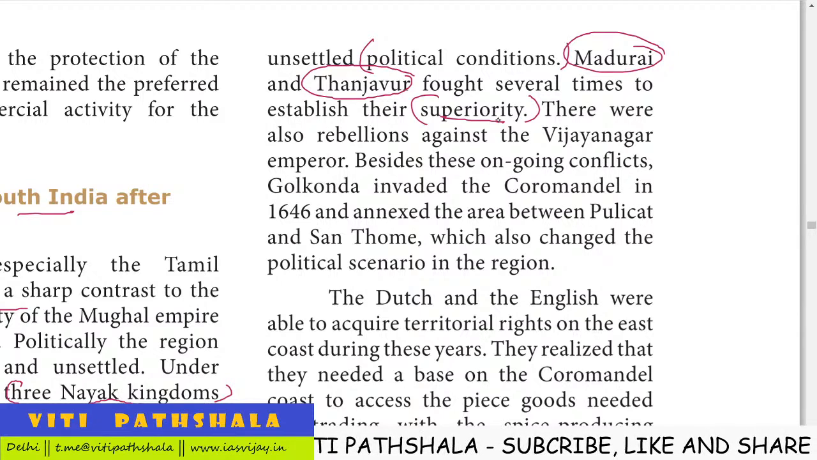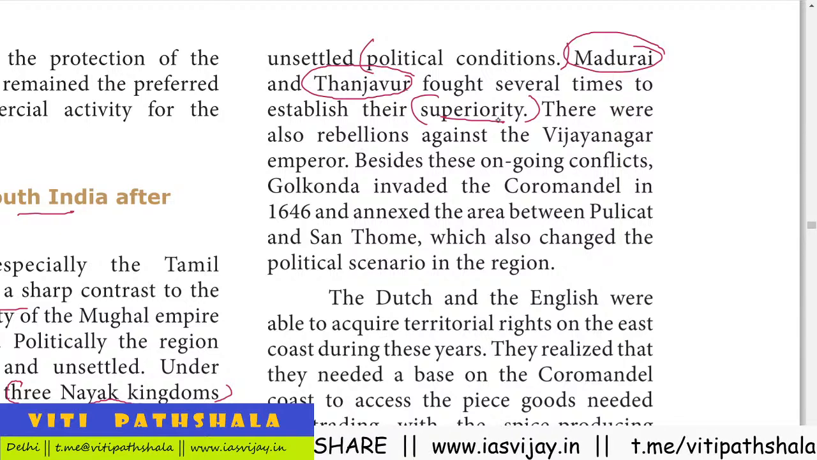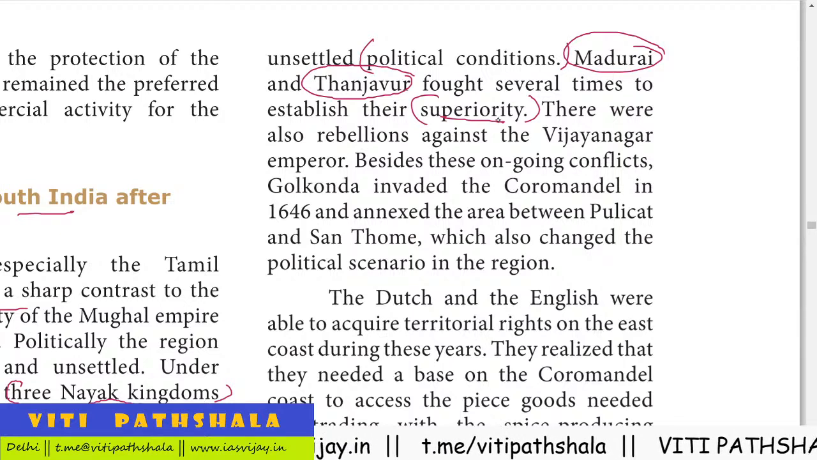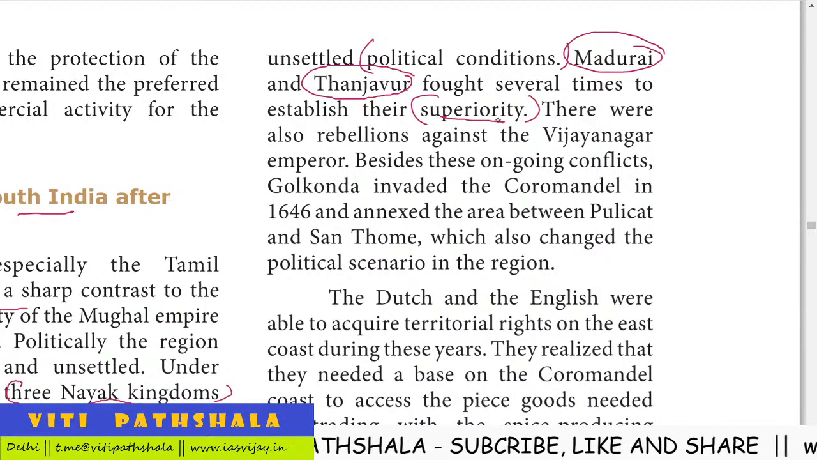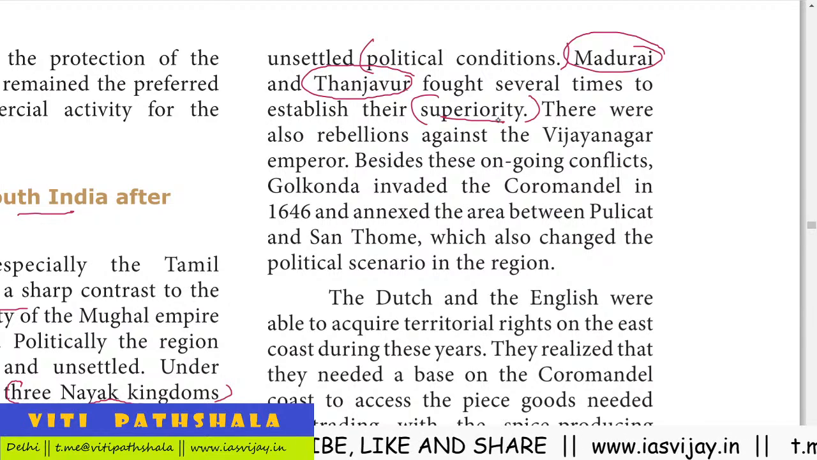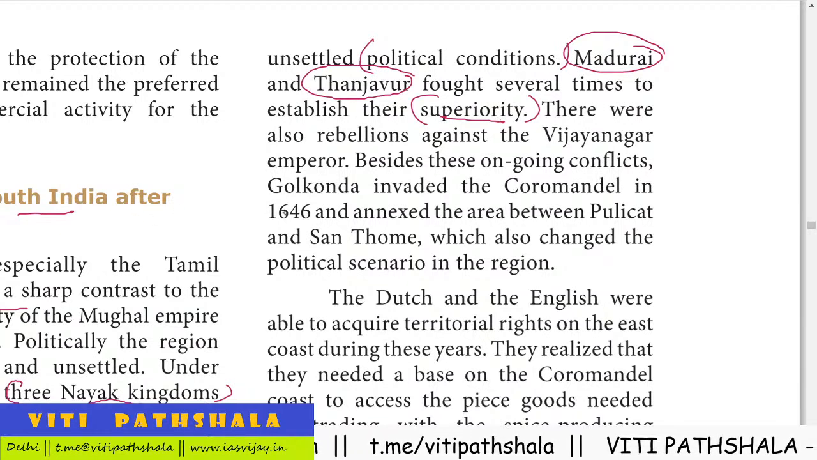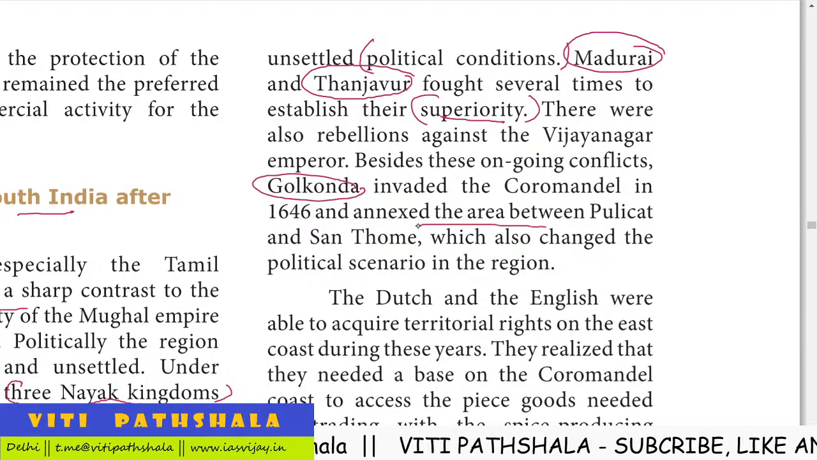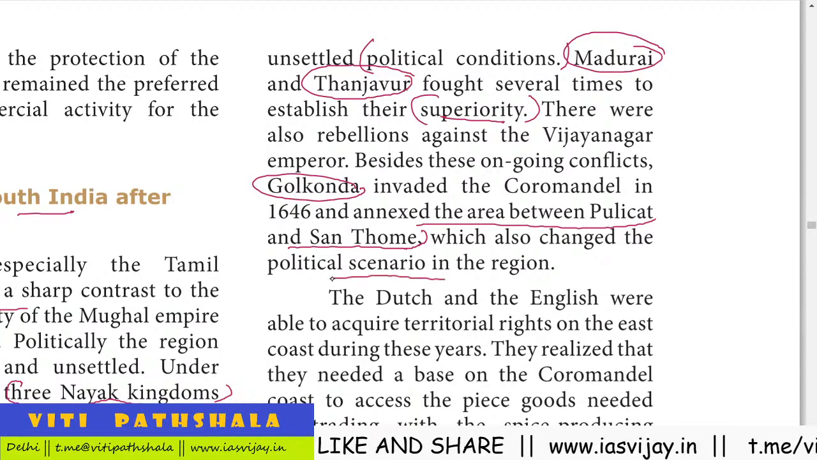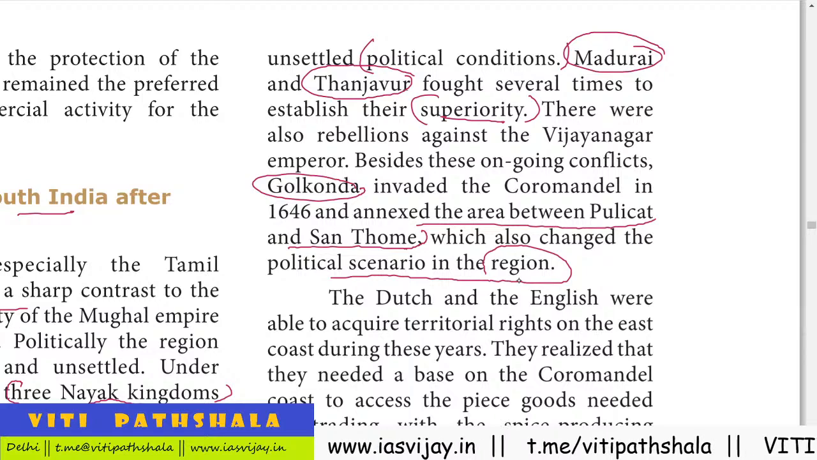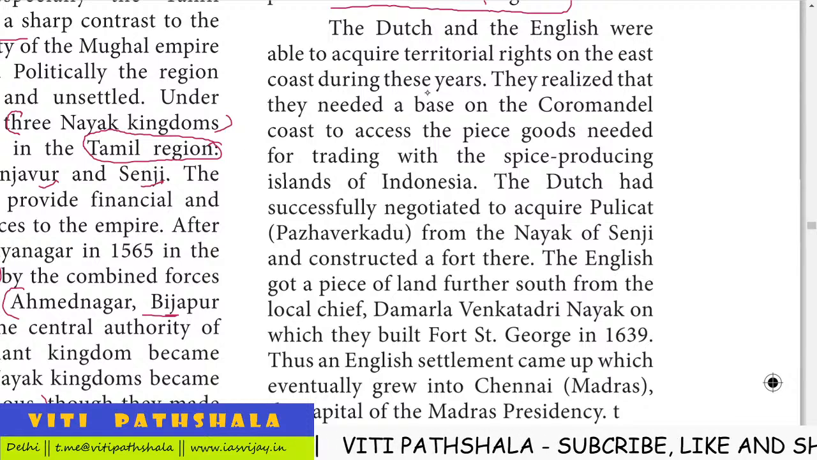The Vijayanagar Empire was also becoming weak and starting to fragment into various independent kingdoms. Now there were also rebellions against the Vijayanagar Empire. Besides these ongoing conflicts, Golconda invaded the Coromandel in 1646 and annexed the area between Pulicat and Senthom, which also changed the political scenario in this region. The Dutch and the English were able to acquire territorial rights on the east coast during these years.